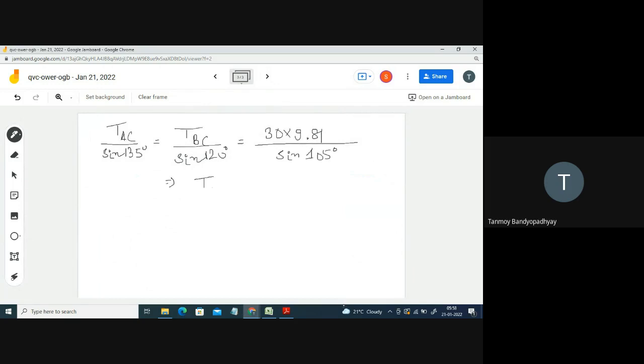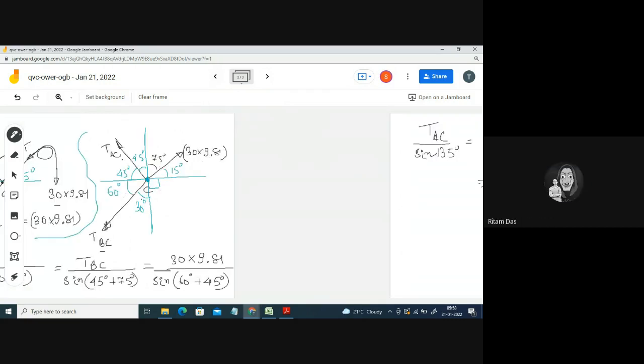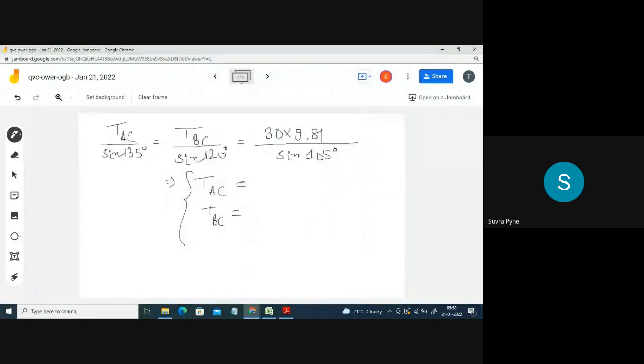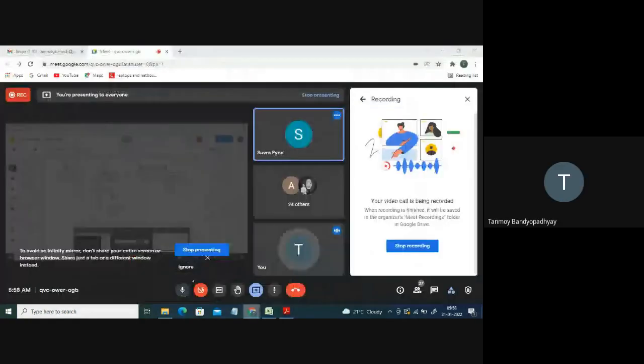So just solve for TAC and TBC. See what values you are getting from here. Sir, here TAC is coming 215.4. TAC is 182.5 and TBC is 223.5. Who is saying this?